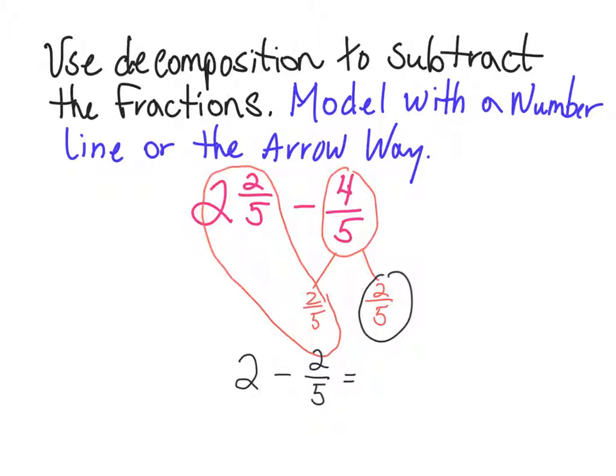Well, think about what I would need to add to 2/5 in order to get to the next whole. That would mean that we are left with 1 2/5, plus 3/5 gives us the next whole, which would give us 2. So this is 1 3/5.